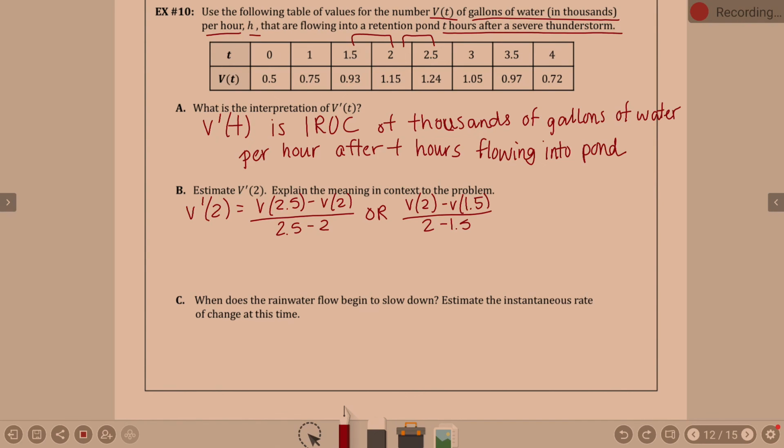I'll write the answers down here. If you think about it in a way, they're kind of a big difference, really. 0.18 or 0.44. Okay. Now, explain that in context.